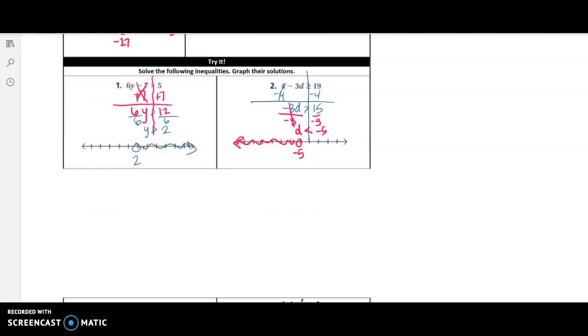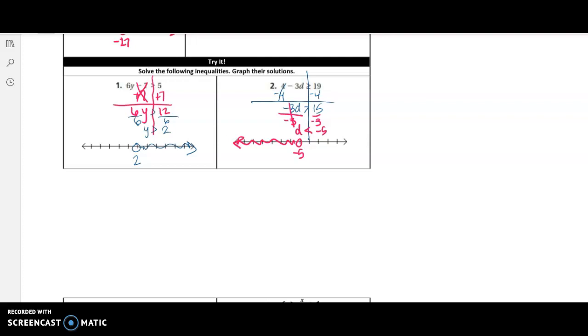So we are subtracting 7, so the opposite is to add 7 to both sides. And that gives me 12. And then we have 6 times y. So to get rid of the 6, we are going to divide by 6 on both sides. And that gives me y is greater than 2. That is an open circle at 2 going to the right because we want all the numbers bigger than 2.